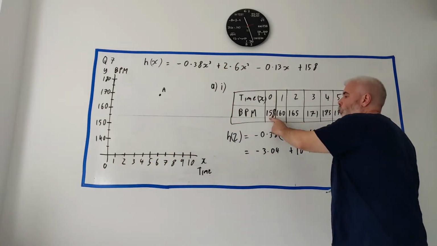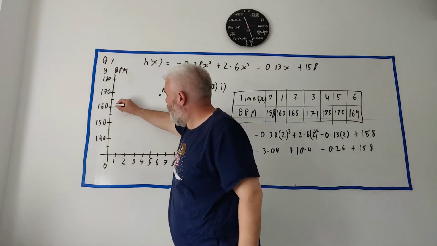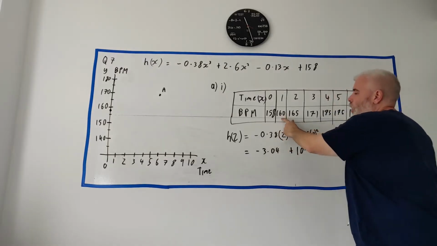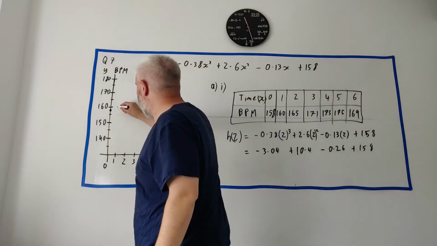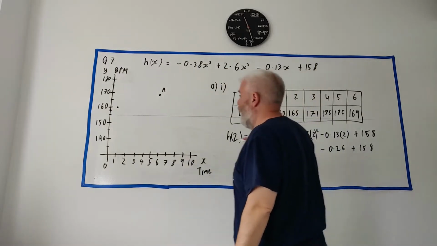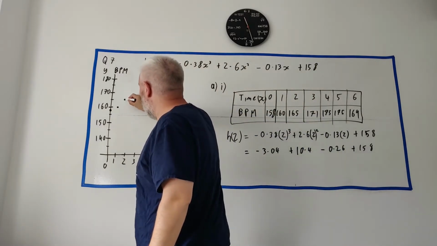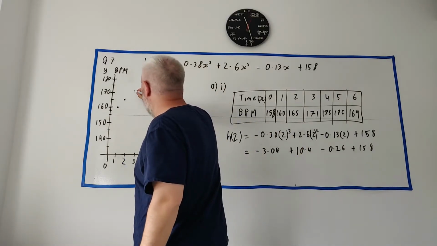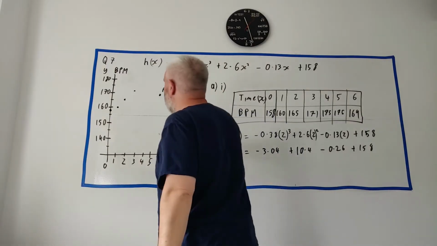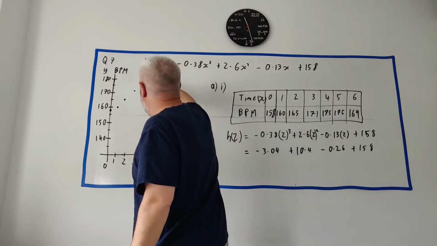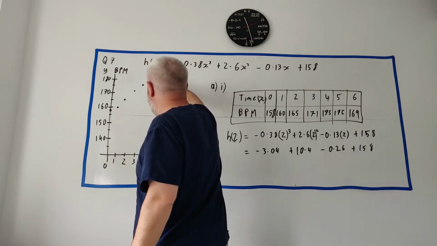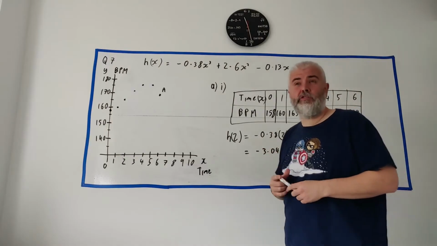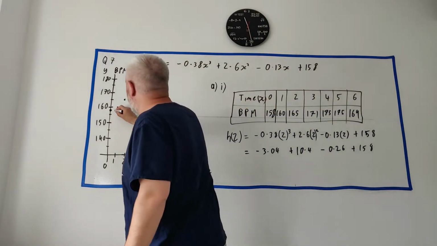Oh, they did write that in for us. 0 and 158. So we go to 0, we go to 158, and there we put a dot in. Do the same for all of these. 1 and 160, dot here. 2 and 165. My graph's not going to look that great because I've done it on a board with no rulers or anything like that. 4 and 175 about here, and 5 and 175 about here. And they ask us not just to put the points on, but to draw a graph. So they expect us to put in a line.